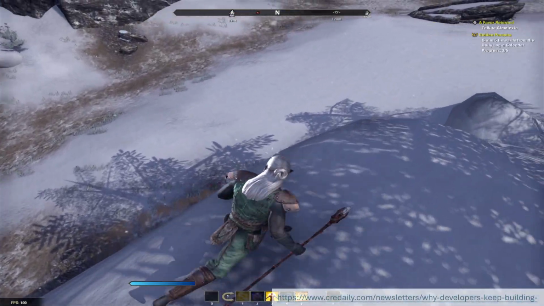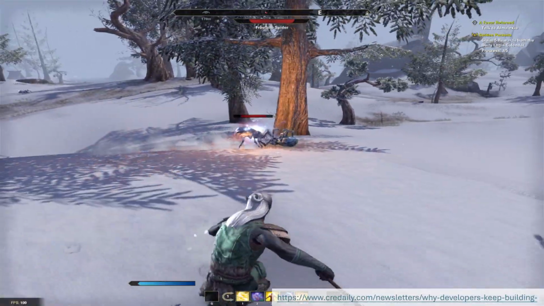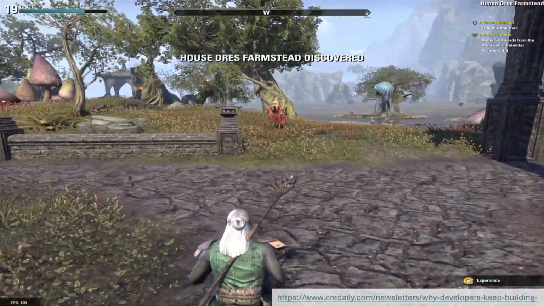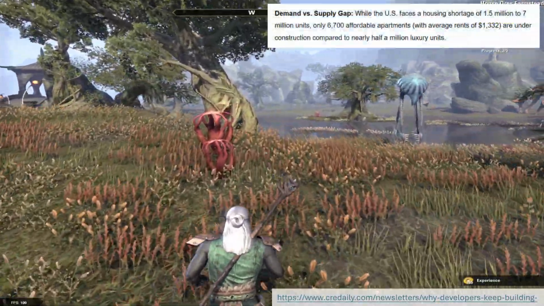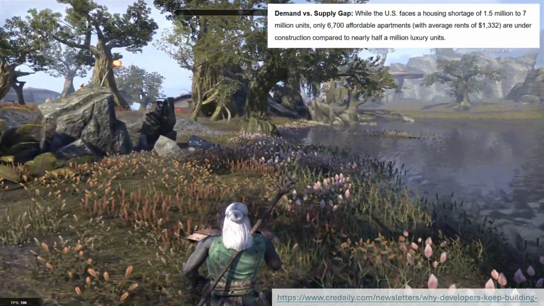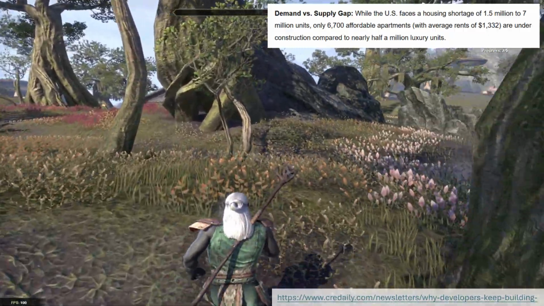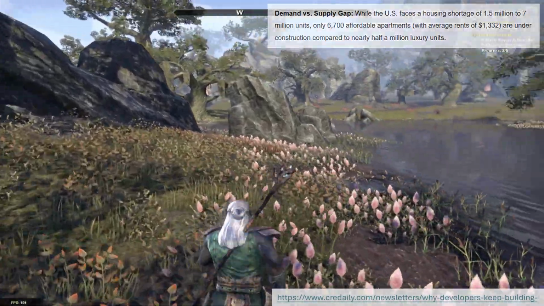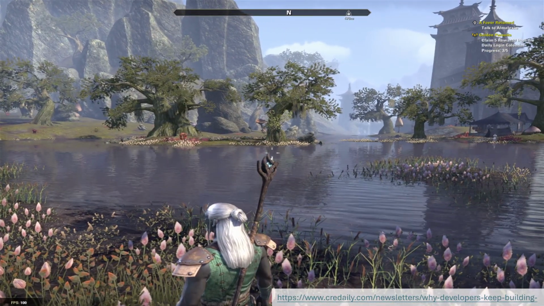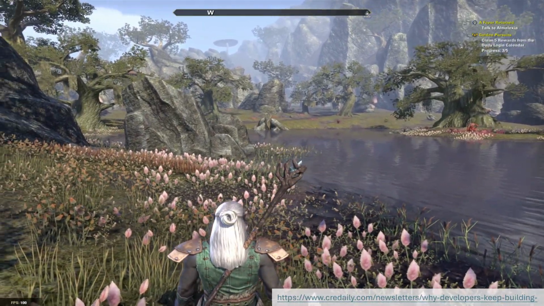CRE Daily is a newsletter designed for real estate investors and developers. And in its own words, it says that in 2024, while the US faced a housing shortage of 1.5 million to 7 million units, only 6,700 affordable apartments were under construction, compared to nearly 500,000 luxury units. The luxury market in the US is valued at the moment somewhere between $290 to $640 billion.